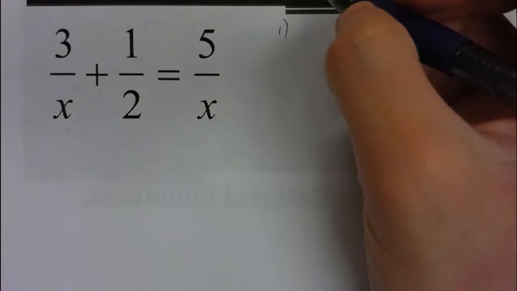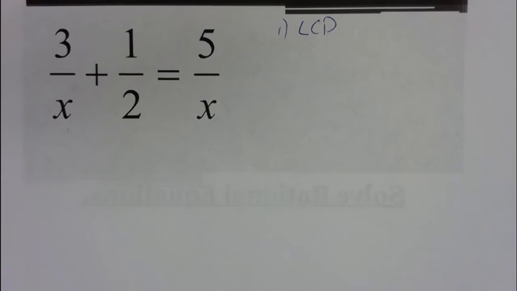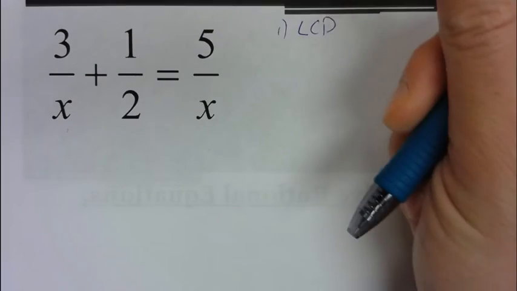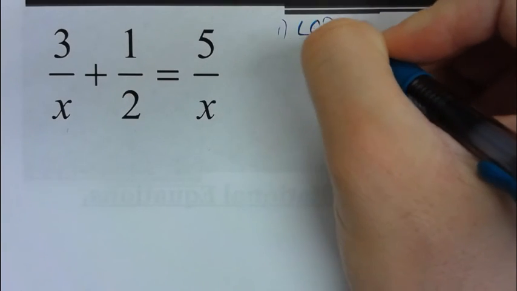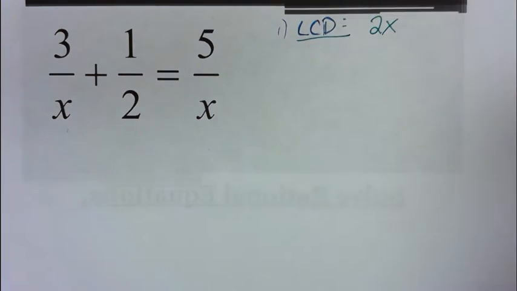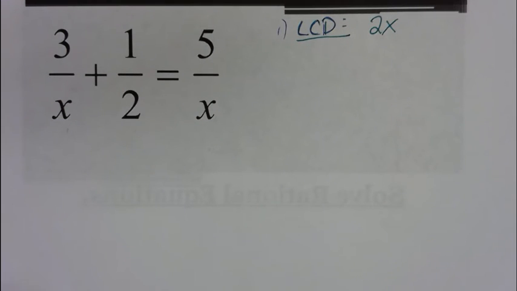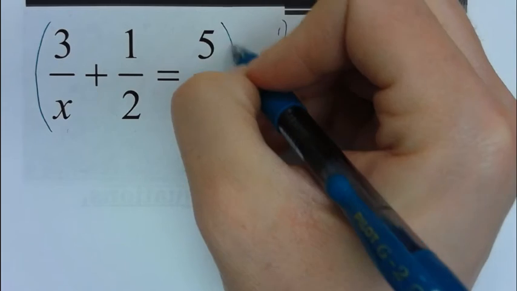The lowest common denominator would have to have an x in it, obviously, and it would also have a 2 in it. So 2x is going to be our lowest common denominator. What we're going to do is multiply by 2x, our common denominator, into all these parts, and we're going to do that to try to simplify what we have.